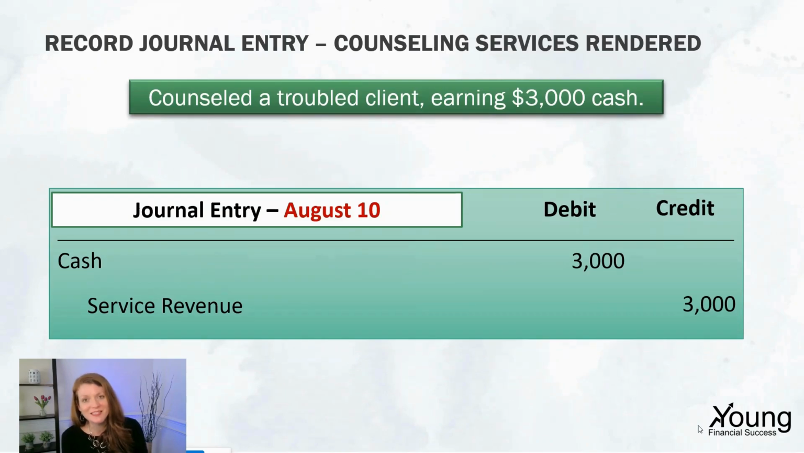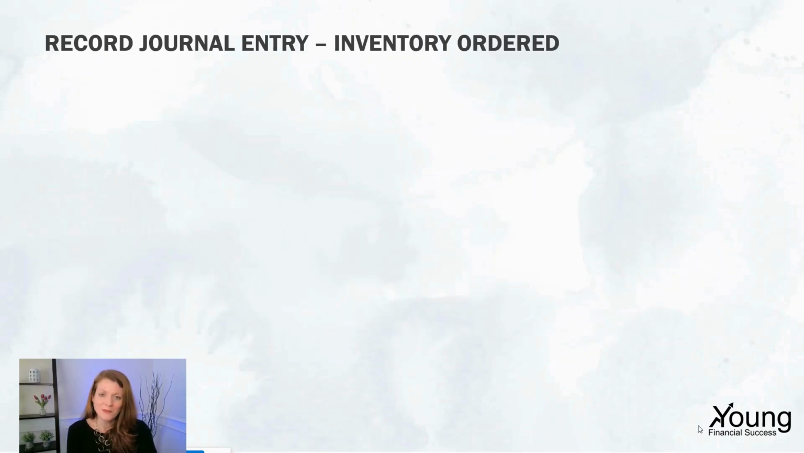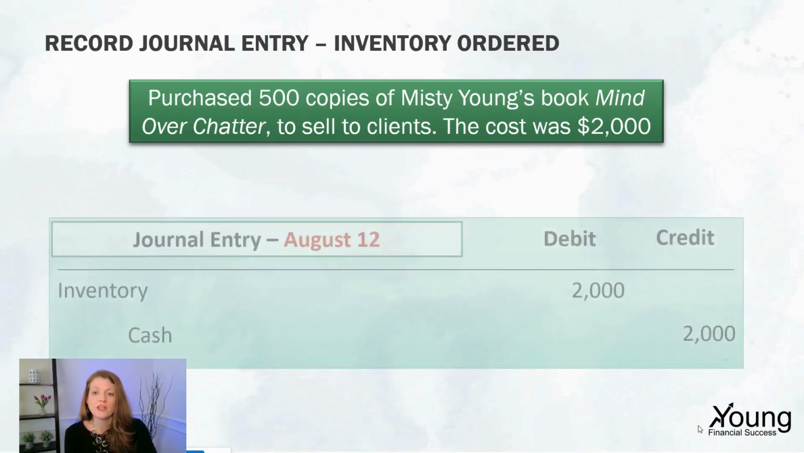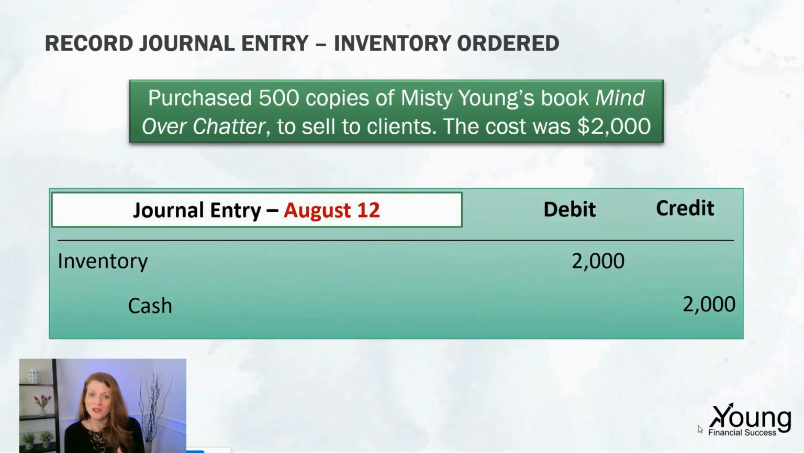We always debit expenses. All right, now they're ordering some inventory. What kind of inventory do we order for a counseling company? So we purchased 500 copies of Misty Young's book, Mind Over Chatter, to sell to clients. The cost was $2,000. Okay, so they purchased $2,000 worth of books. This is going to be inventory. They're going to try to sell it for more. So they are paying $4 a book. If we took 2,000 divided by 500, we would have $4 a book. So we're debiting inventory, crediting cash.